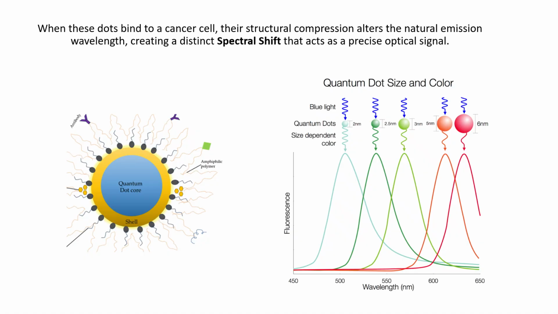And this gives us incredibly clean optical data, which we capture using a high resolution CCD camera. As you can see on the right, the magic of quantum dots is that the color is entirely dependent on their size. So by tuning them to a specific diameter, we get a highly predictable fluorescent signal.